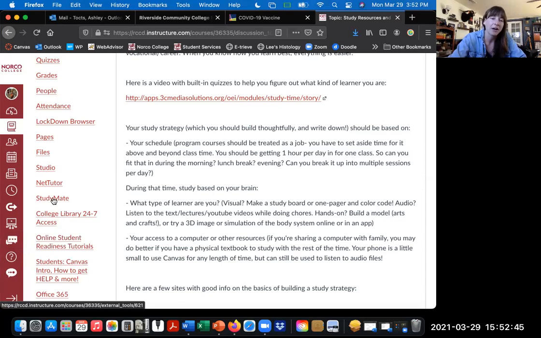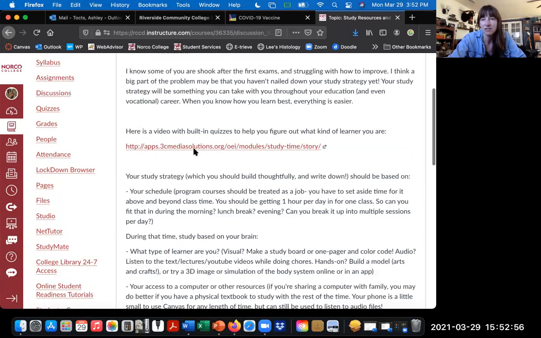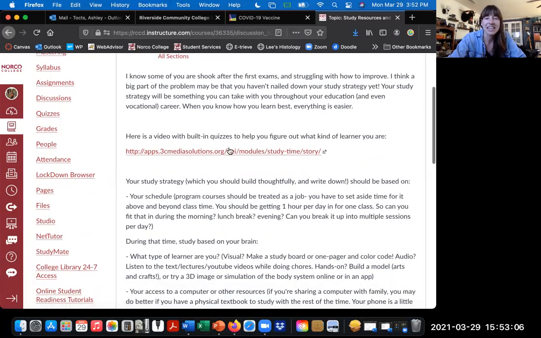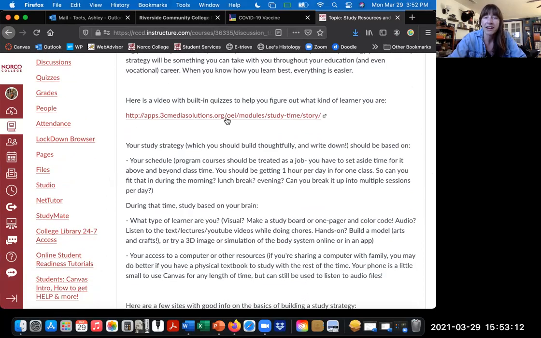But I also want to show you that there is NetTutor and StudyMate. StudyMate is a flashcards maker, which is kind of nice. NetTutor lets you ask questions from tutors somewhere out there, and they'll get back to you. I'm not sure how long it takes, but you can ask specific questions, which is kind of nice. But this is a video that has a quiz in it and a little helpful walkthrough on what kind of learner you are and how to make a study schedule.